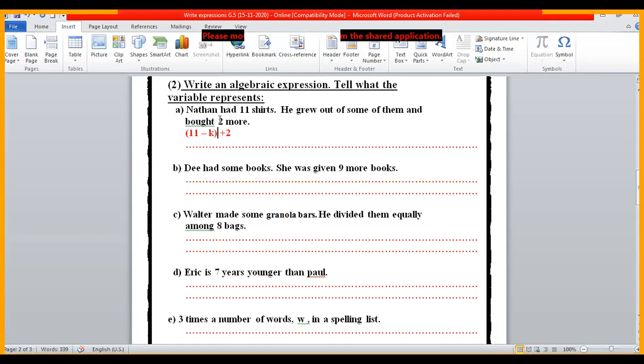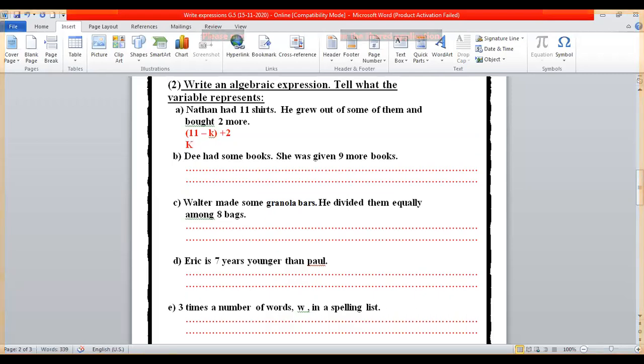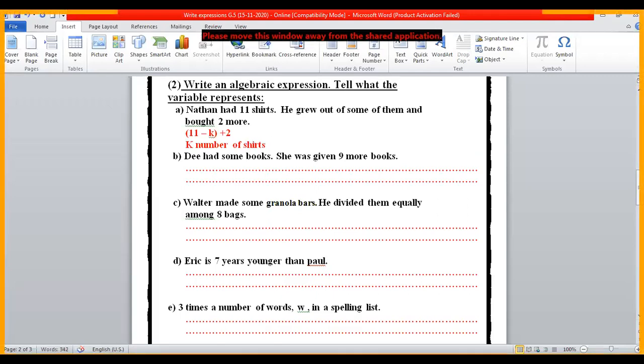Here also you want what the variable represents, what the letter represents. K here represents what? You will find it in the sentence. K represents the number of shirts he grew out.